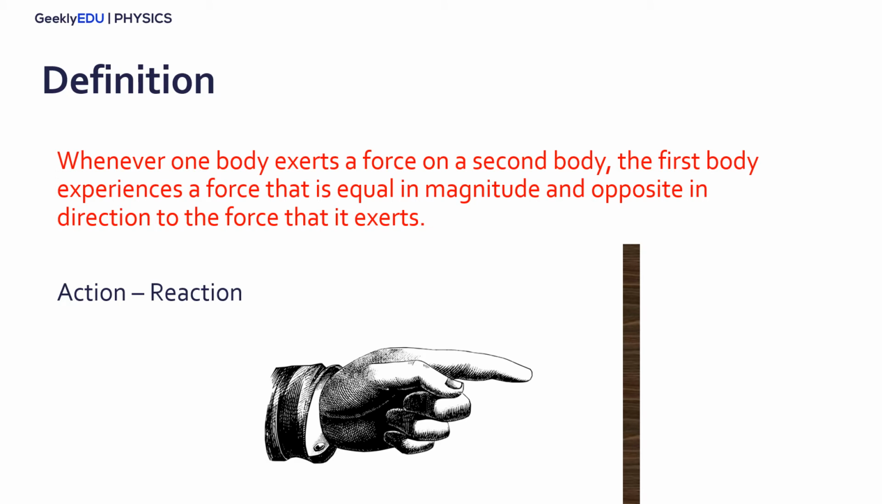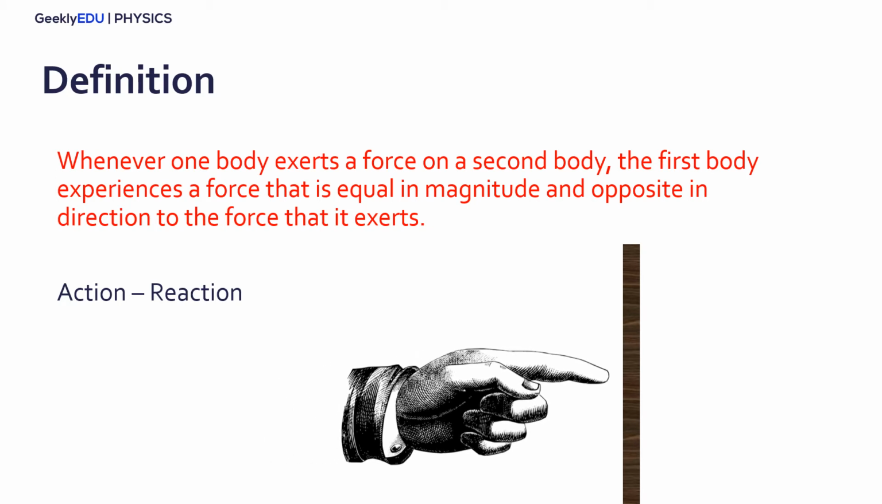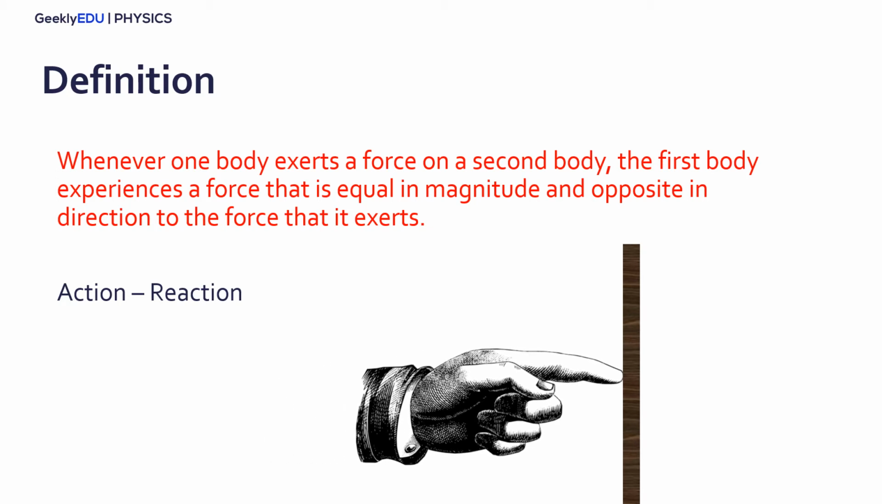For example, if you press your finger on the wall, you're exerting a force on the wall and the wall is exerting a force on your finger. The forces are equal in magnitude and opposite in direction.